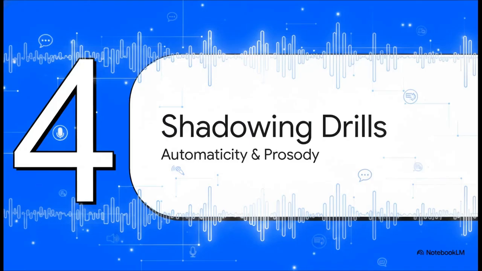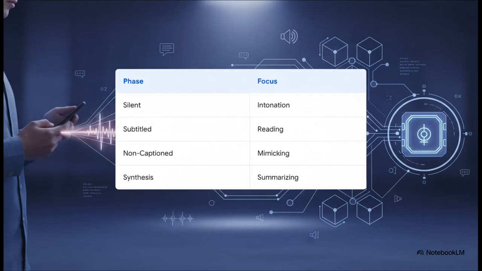Moving into Section 4, Dual Repeated Shadowing Drills, Building Automaticity and Prosody. So, how do we learn to speak like this automatically? Shadowing. It's the practice of repeating a native speaker's words with minimal delay to build automaticity and that authoritative tone or prosody of a financial leader.